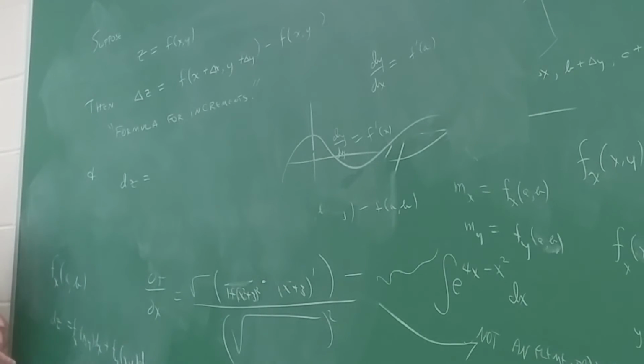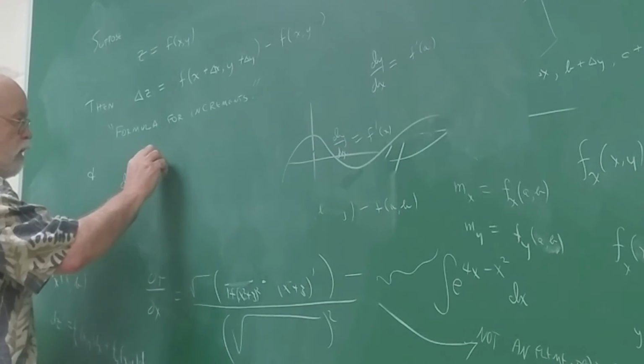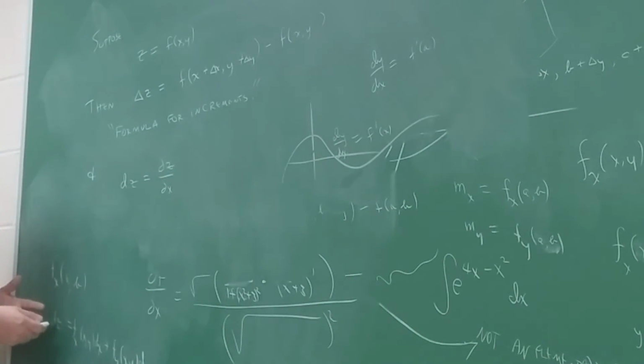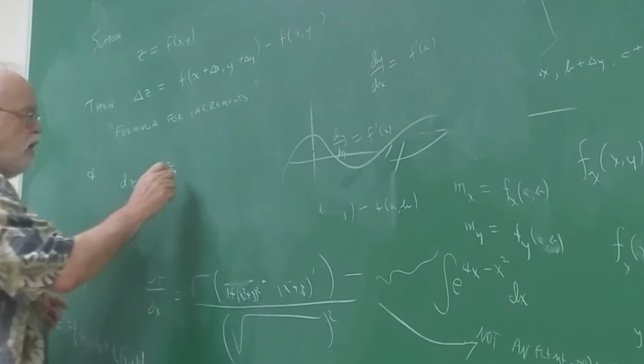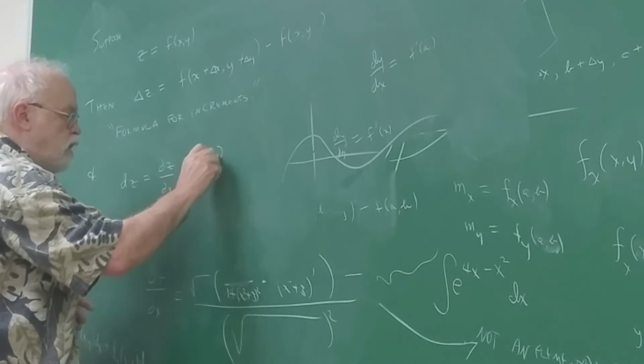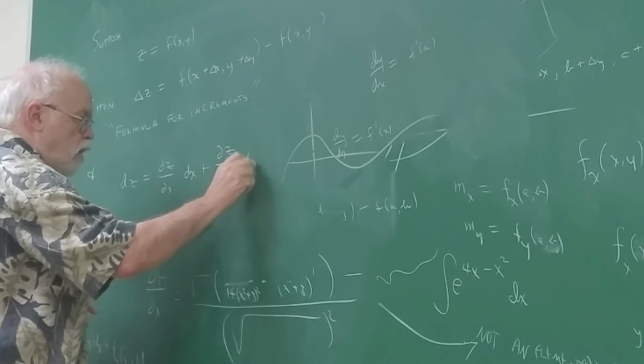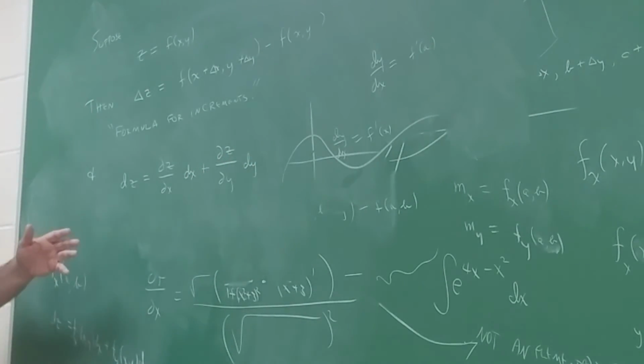And now I'm going to make one more change. I didn't write this up here because I want to change the notation again. I'm going to use the classical del notation. Del z del x. I'm not even going to call it del f del x. I'm going to call it del z del x dx plus del z del y dy. And there's your classic formula for differentials.